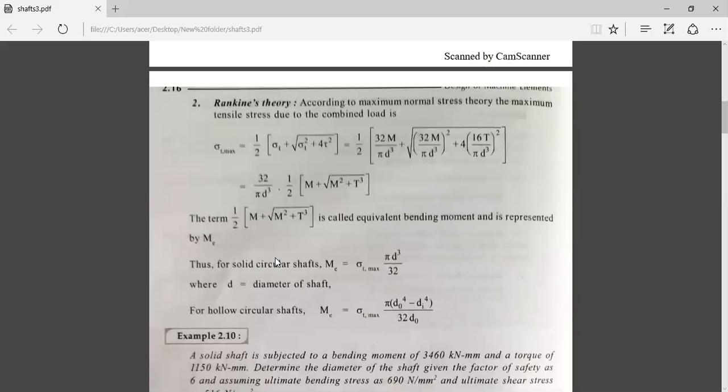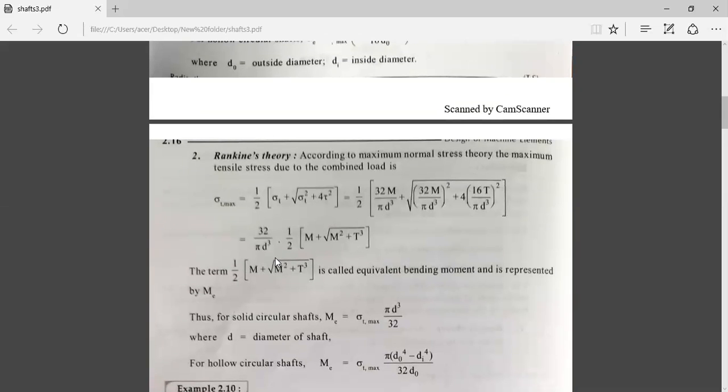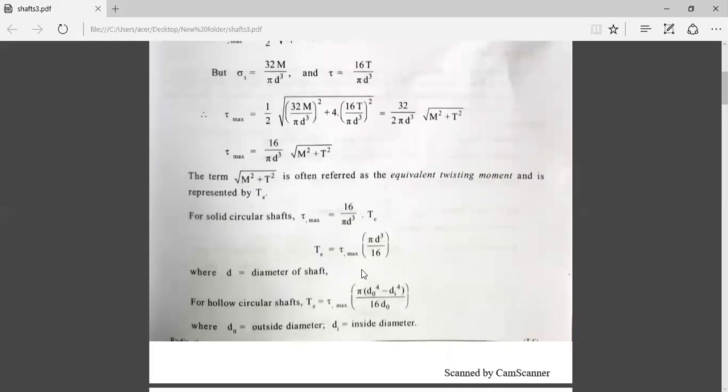Now we are moving to Rankine's theory, that is the maximum normal stress theory. Here, sigma t max is half into sigma t, same equations, but here sigma t is added to the equation: sigma t plus square root of sigma t square plus 4 tau square. Now substitute all the values. Sigma t we get from the bending moment equation, 32M by pi d cube, and square root of 32M divided by pi d cube, whole square, plus 4 into 16T divided by pi d cube, whole square. So after overall simplification, we get 32 by pi d cube into half into M plus square root of M square plus T square. There is a print mistake here; it is T square.